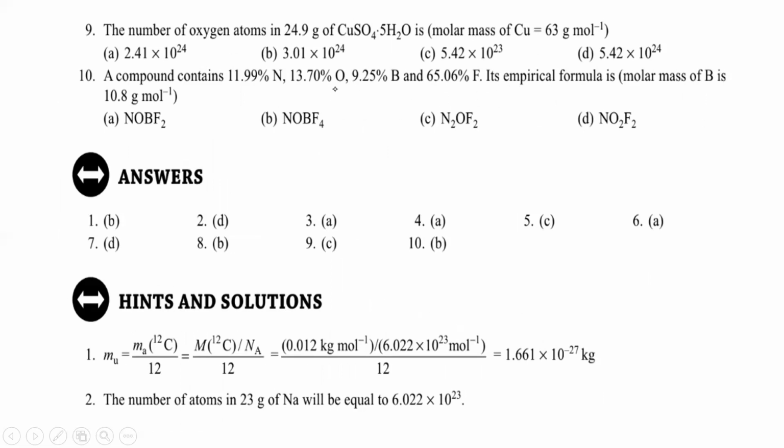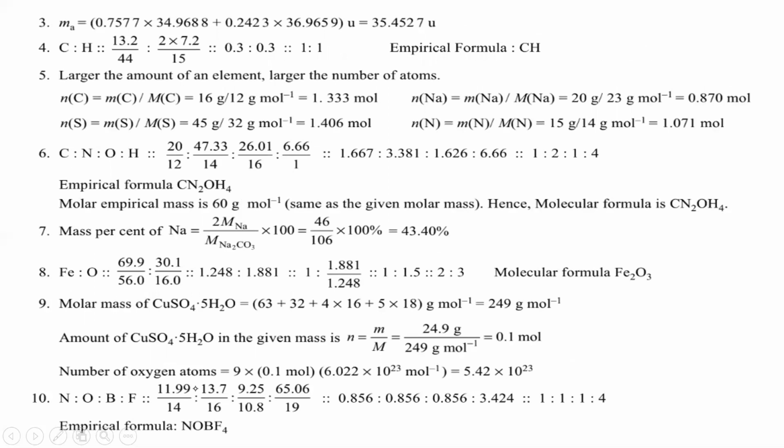A compound contains 11.99% nitrogen, 13.7% oxygen, 9.25% boron, B for boron, and 65.06% fluorine. The boron molar mass is given as 10.8. So you can take it as 10.8 or 11 also. So the same formula applies. You can see the hint. So to find the ratio, nitrogen 11.99 by 14, oxygen 13.7 by 16, boron 9.25 by 10.8, and fluorine 65.06 by 19.